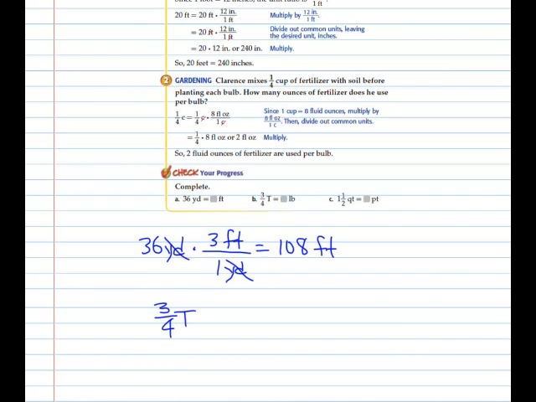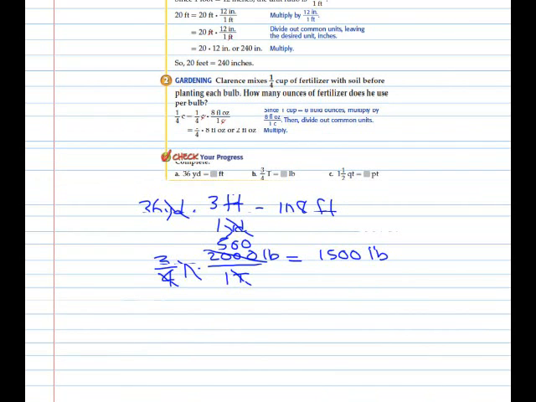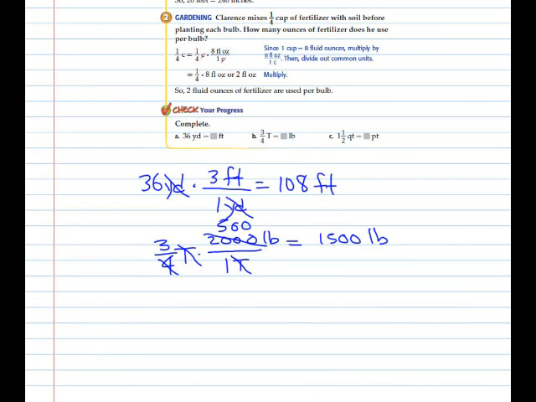In example B, 3/4 ton times the unit ratio of 2,000 pounds per ton. Divide out the common unit. Divide by the common factor of 4. Gives me 500 here. So 3 times 500 is 1,500 pounds in 3/4 of a ton.